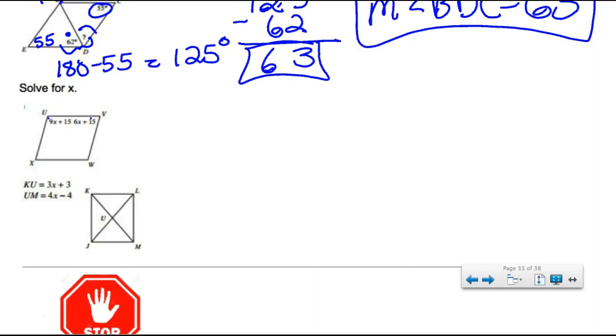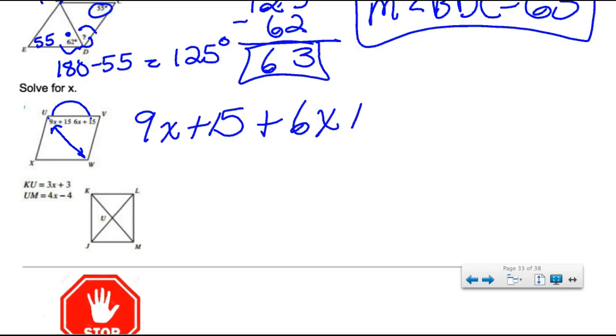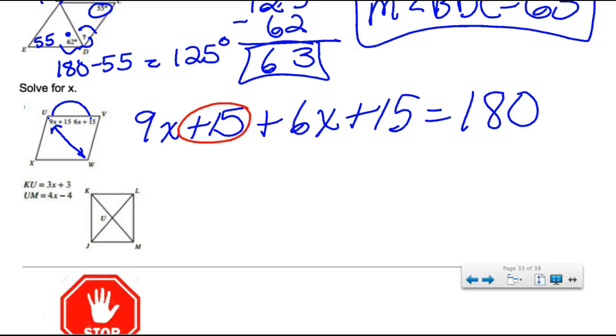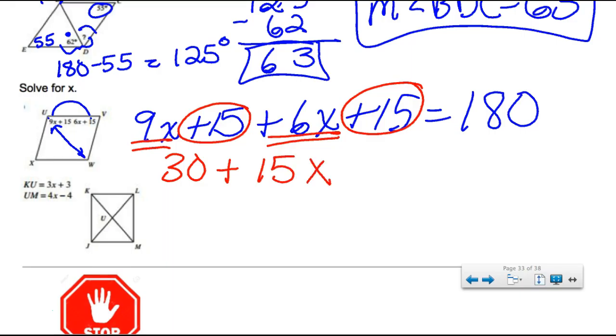Where is x? It's in the angles. They are neighboring angles. Again, the angles across from each other you set equal. Neighboring angles in a parallelogram add up to 180 degrees. So I'm going to say angle U plus angle V has a sum of 180 degrees. I'm going to combine like terms. I've got 30 loners. I have 9 x's and 6 more x's for 15 x's.